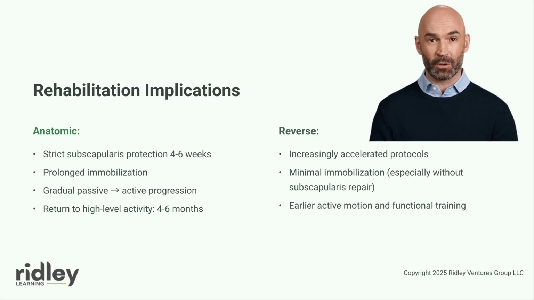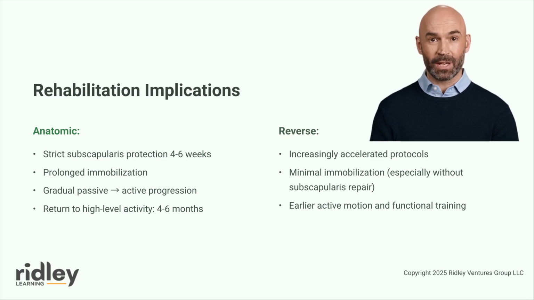External rotation and internal rotation precautions are critical to prevent subscapularis failure, and patients must be counseled regarding realistic timelines for return to high-level activities, typically 4 to 6 months. In contrast, reverse arthroplasty protocols are increasingly accelerated, with immediate mobilization and minimal immobilization supported by contemporary evidence, particularly when the subscapularis is not repaired.